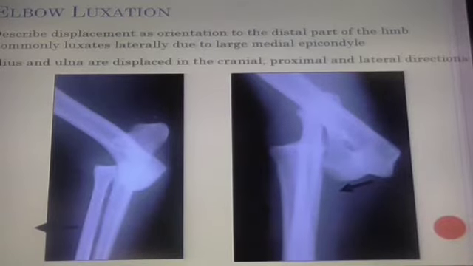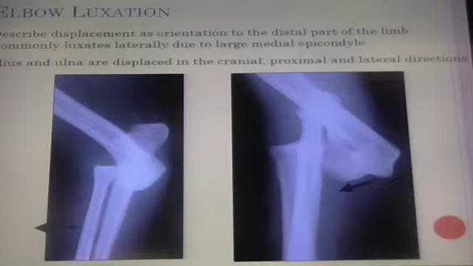Elbow luxation, common. Where is the humerus going? Medial or lateral when it slips? Which way is the limb going to luxate? Is it going medial or lateral? It's going lateral. That's correct.